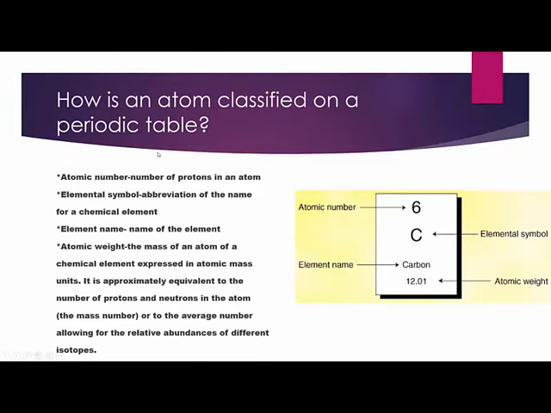How is an atom classified on a periodic table? The atomic number is the number of protons in an atom. The elemental symbol is an abbreviation of the name for a chemical element. We have C here for carbon. The element's name is, well, the element's name. The atomic weight is the mass of an atom of a chemical element expressed in atomic mass units. It is approximately equivalent to the number of protons and neutrons in the atom, the mass number, or to the average number allowing for the relative abundance of different isotopes. An isotope is, let's say we have an atom, and then we have an atom of the same type, but they have different numbers of neutrons. Those are isotopes.